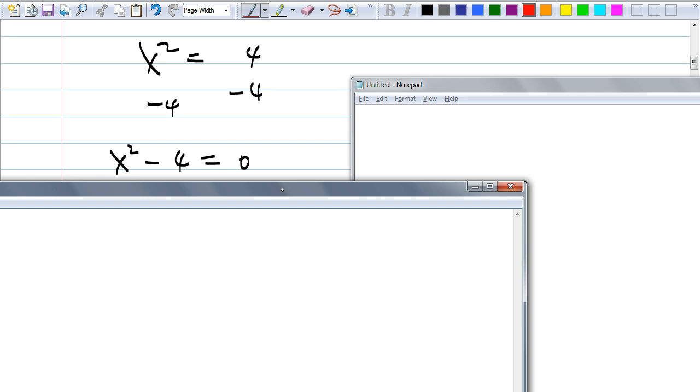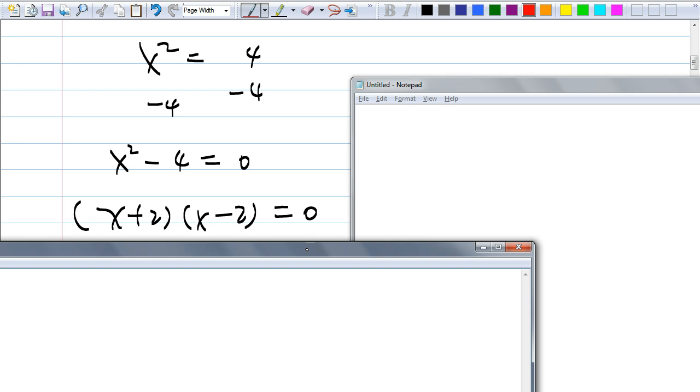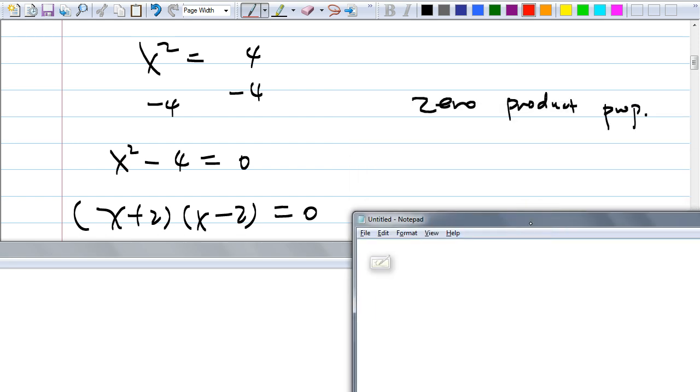Do we know how to factor x squared minus 4, guys? Yeah, it's a difference of squares. So we get x plus 2 times x minus 2. And what property are we using to then solve? In other words, how do I know which values of x we need for this to equal 0? It's called, remember, the zero product property. So we want a product to equal 0, for these equations that are not linear. Because once we can do that, it's easy to see the solutions. When the product equals 0, each of these factors must equal 0.